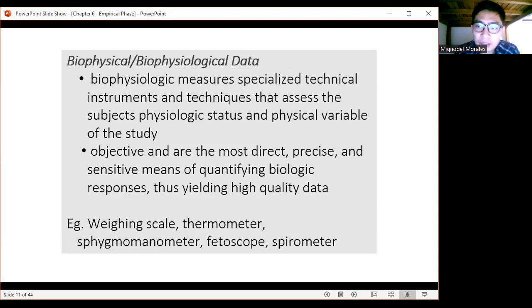So these are some of the data gathered from our respondents. We have biophysiological data. So this data came from equipment, no? That yields very accurate and precise results because we are using thermometer, sphygmomanometer. So most direct, precise, and sensitive, no? So for example, thermometer, fetoscope, spirometer, okay?